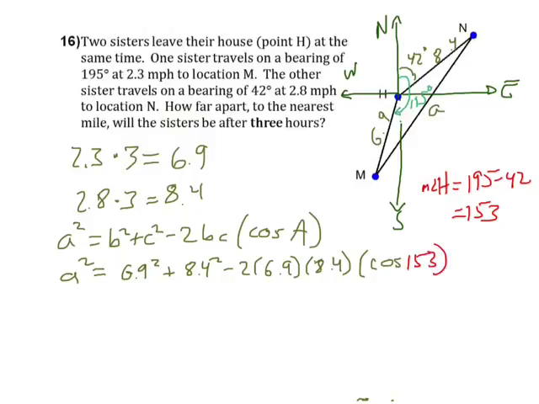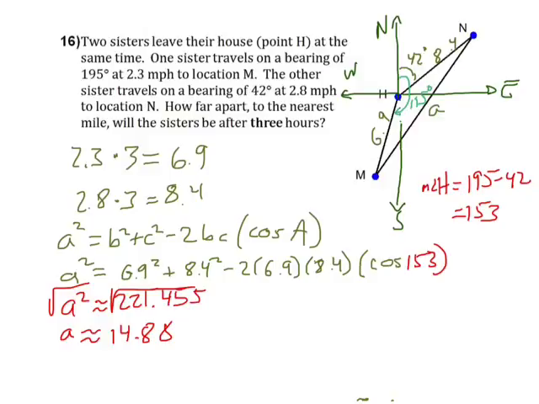So let's calculate that out. And that gives us approximately 221. Let's keep several decimal places for now. Then we're going to take the square root, because we know that's a squared, and we end up with a is approximately 14.81.